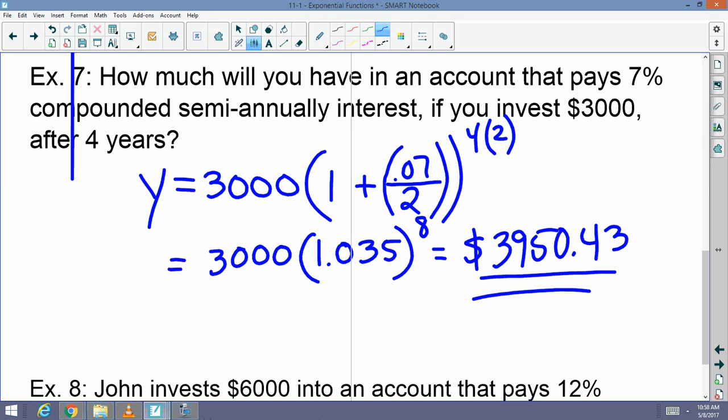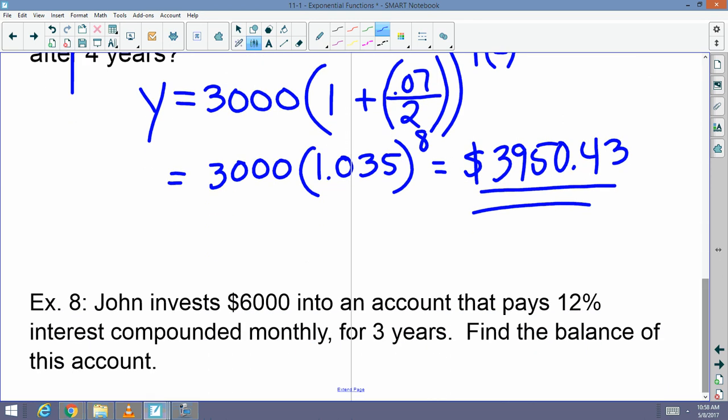Now this next one I'm just going to set up right quick because I've got one last thing to teach you. John invests $6,000 into an account that pays 12% interest compounded monthly for 3 years. Find the balance of this account. I'm just going to set it up. Help me out.